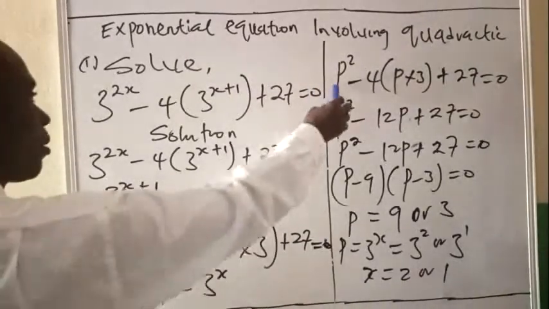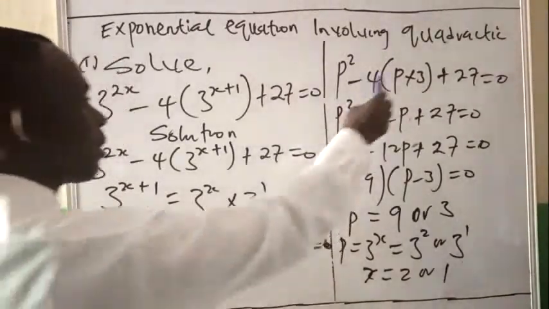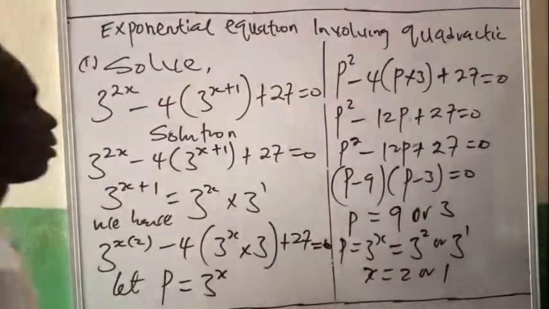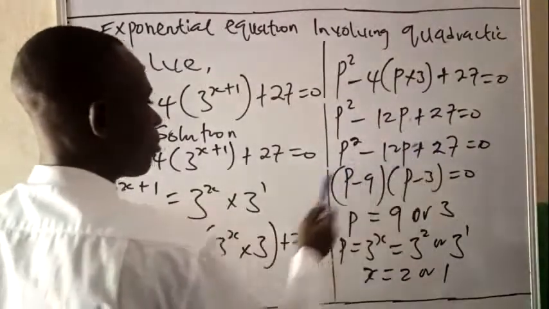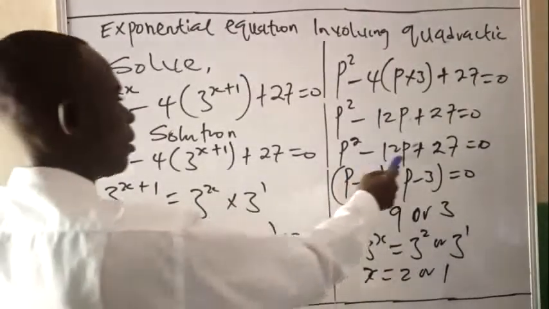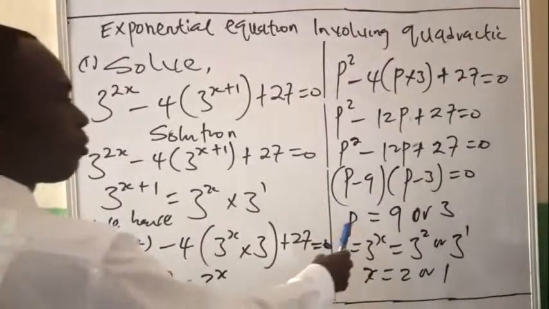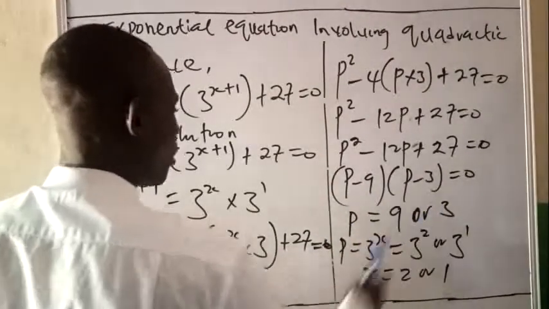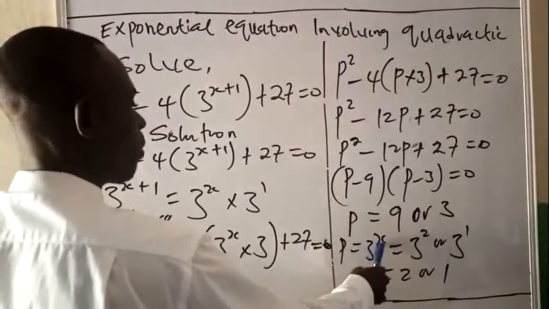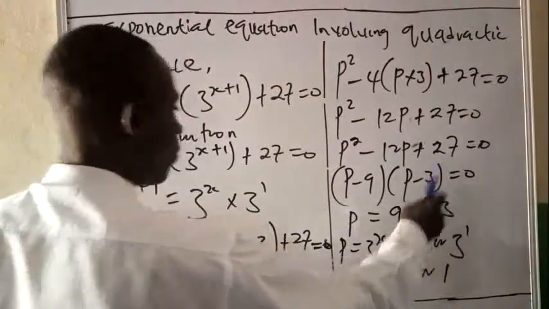So you have P squared minus 3 raised to the power of x, which is P times 3, that would be minus 12P, plus 27. Look for two factors whose product is 27 and sum is minus 12. That will be minus 9 and minus 3. So P will be equal to either 9 or 3. So P is equal to 3 raised to the power of x, which is equal to 3 raised to the power of 2, or 3 raised to the power of 1.